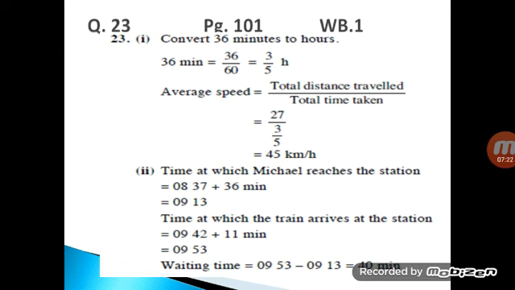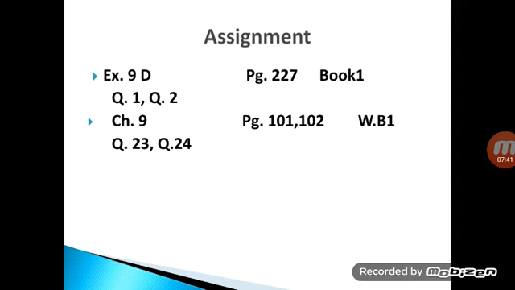Now take the difference. The train reaches at 9:53 and Michael reaches the station at 9:13. After subtracting these two timings, he has to wait for 40 minutes at the station. Hope you understand these two concepts, how to solve different problems using the speed concept, and you can see that we have used the time concept as well. So you can solve questions number 1 and 2 of exercise 9D and questions number 23 and 24 from the workbook in your notebook. Good luck solving these questions.